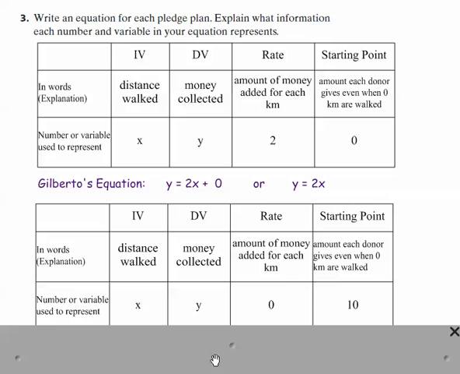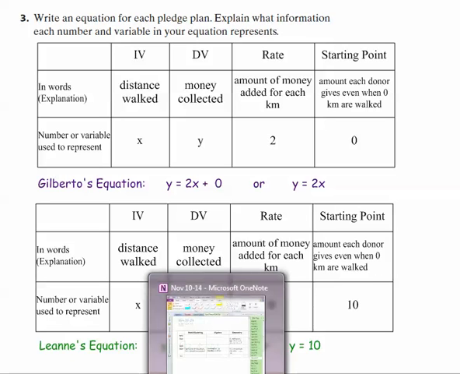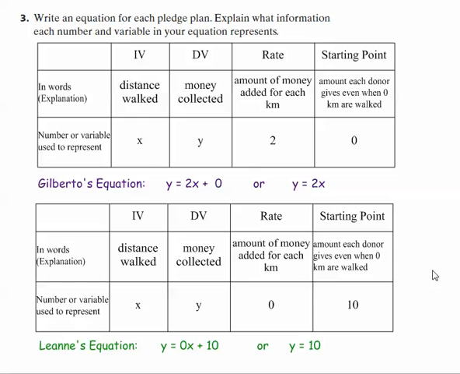All right, in front of us we have the table for Gilberto's equation, and I used X and Y in this case just so you could see how this works. I'm going to use X to represent the distance walked, Y to represent the money collected. The rate is $2 per kilometer, or just 2. And they don't give him anything up front, so the starting point is 0. So when we put this together, we have that the dependent variable, or Y, is equal to $2 times the distance walked plus nothing up front. Now sometimes you won't see mathematicians write that plus 0, so you might see it written as Y equals 2x.